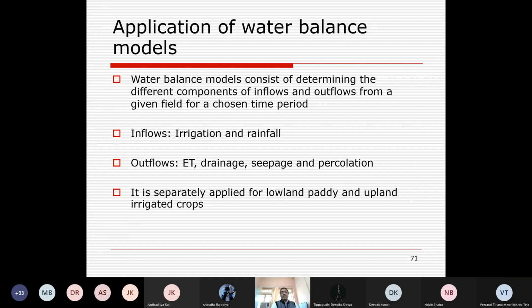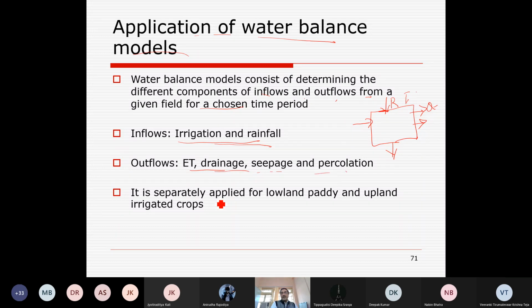We can as well use the application of the water balance method. Water balance models consist of determining the different components of inflow and outflow from the given field for a chosen period of time. If you recall, we have learned earlier as well, ET estimation. We know that it's rainfall, irrigation, and losses are deep percolation, lateral flow, surface runoff, and then we can go for balancing. So inflow could be rainfall and irrigation; outflow is ET, drainage, seepage, percolation.